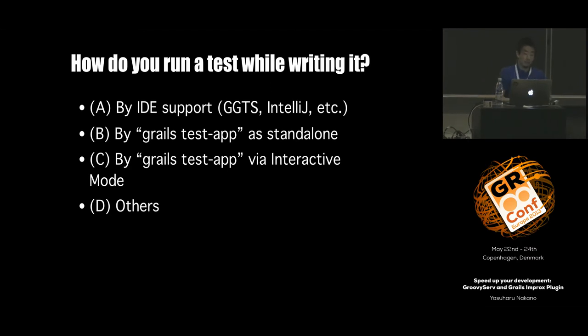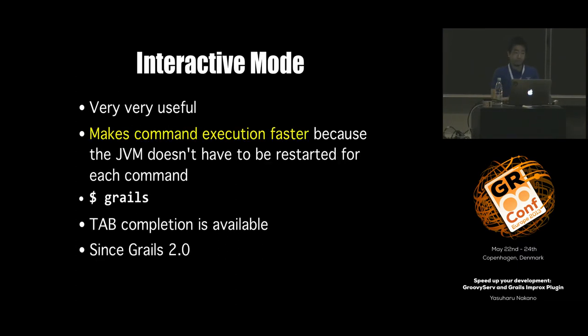About C, interactive mode is a great feature of Grails. I love it. Interactive mode is very useful. It makes command execution faster because the JVM doesn't have to be restarted for each command. The reason it is fast is similar to GroovyServ. To get into interactive mode, you just run the Grails command with no arguments. And tab completion is also available.